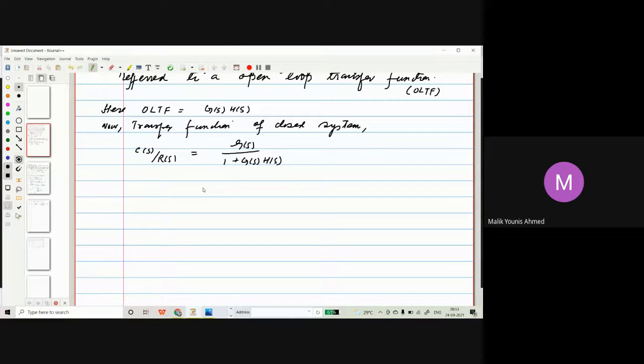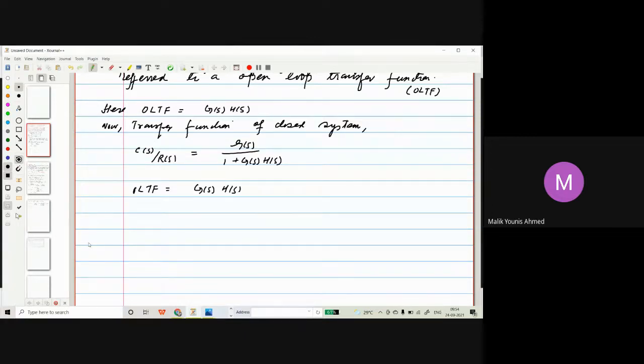Therefore, what do we need to conclude? Open loop transfer function, OLTF, will remain G(s)H(s) if I open the loop. So open loop transfer function is a term which is not from the open loop, but has been taken from the closed loop. Therefore, we conclude that if a closed loop system is open, in a sense that we have a negative feedback and the negative feedback is not connected to form a closed loop.